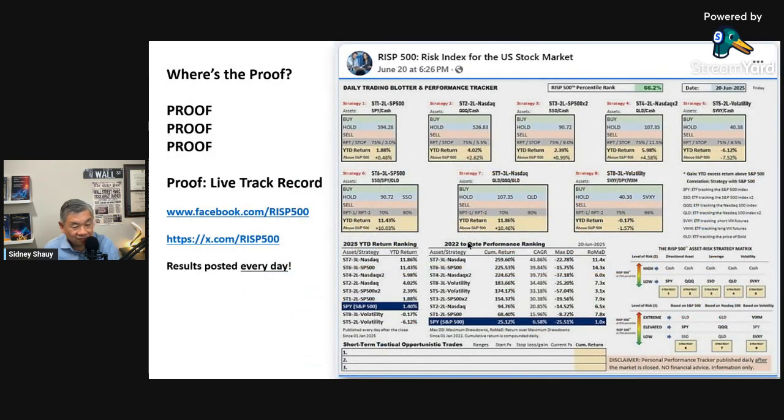And where's the proof? We're talking about this kind of returns. Where's the proof? I post the proof every single day, on Facebook and on X. This is an example of a post. The good thing is that here we have the date and timestamp from the platform.